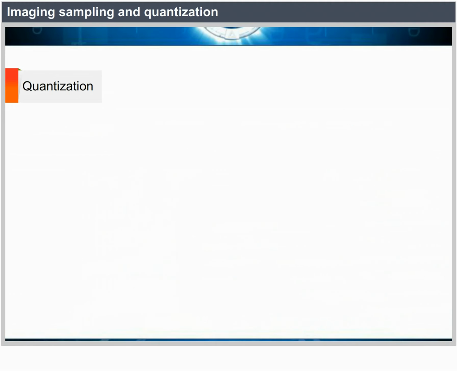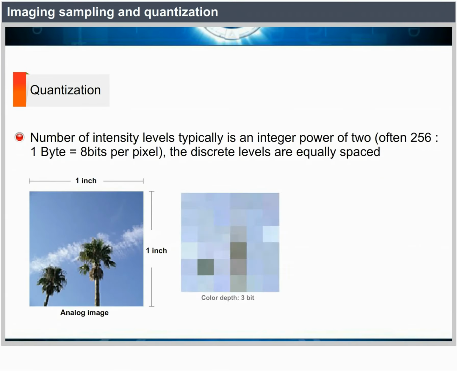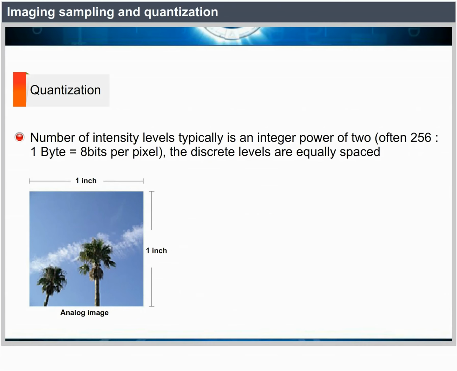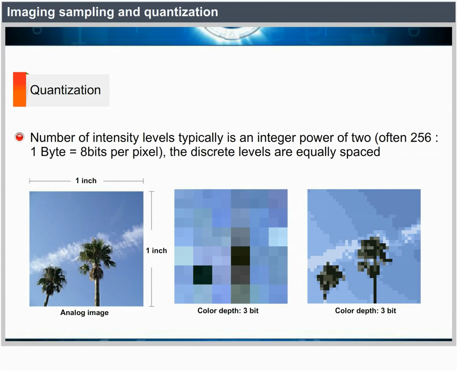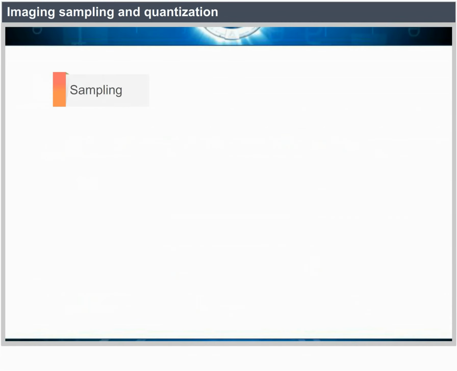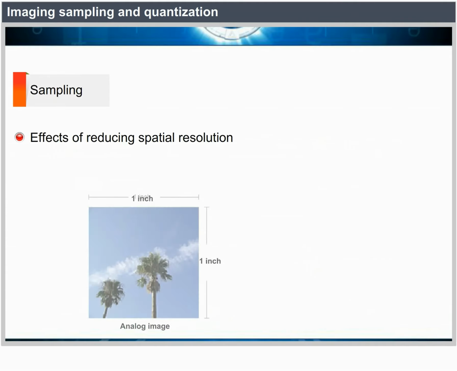The number of intensity levels typically is an integer power of 2, often 256: 1 byte equals 8 bits per pixel. The discrete levels are equally spaced. Sampling: effects of reducing spatial resolution.